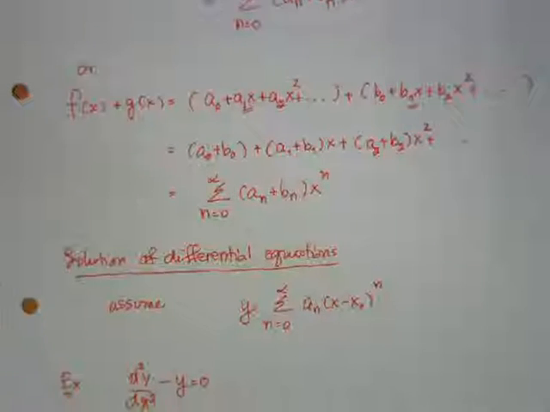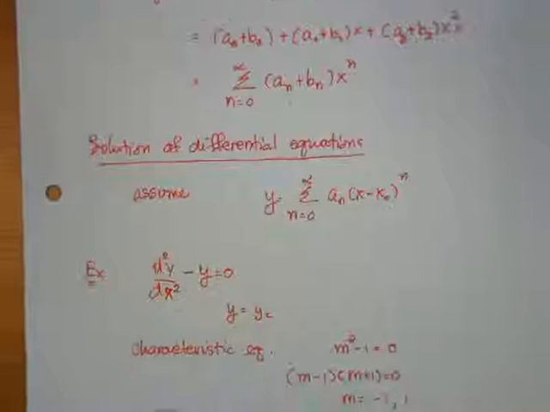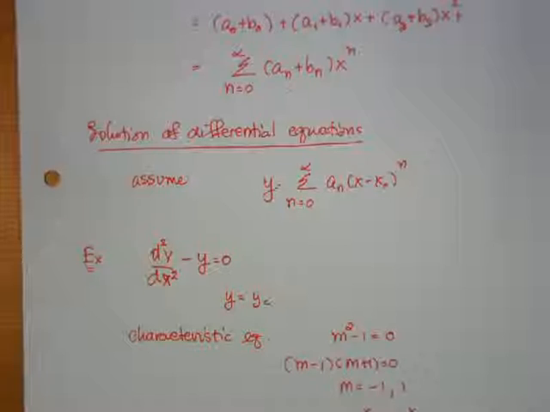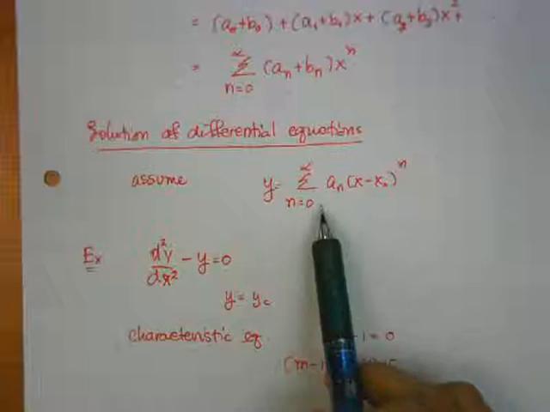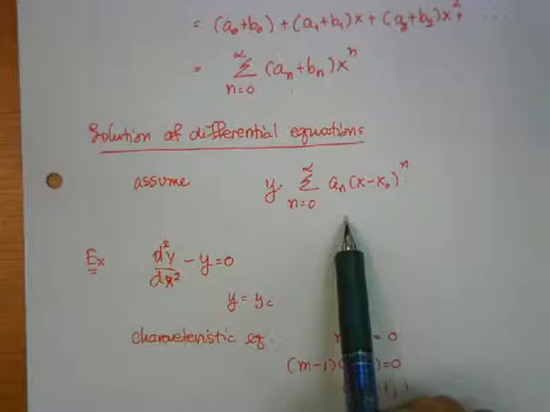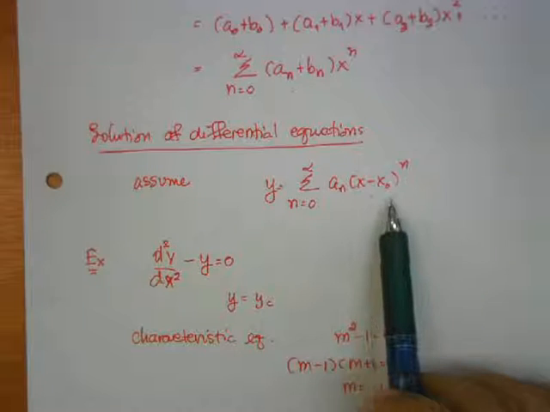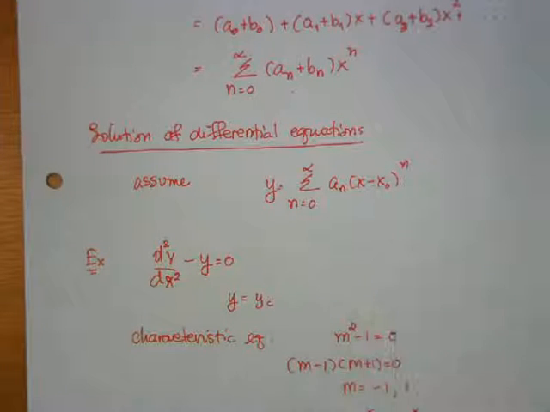Now let's see what we do for finding the solution of a differential equation by using the power series. As I said, for the power series, what you can do is assume y to be this form: the summation of n equal to 0 to infinity of an times x minus x0 to the power n. x0 could be any number.